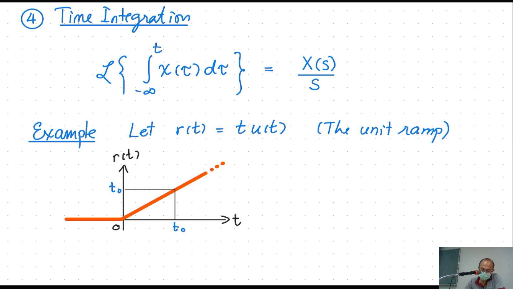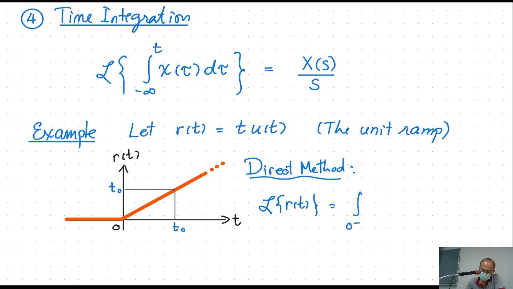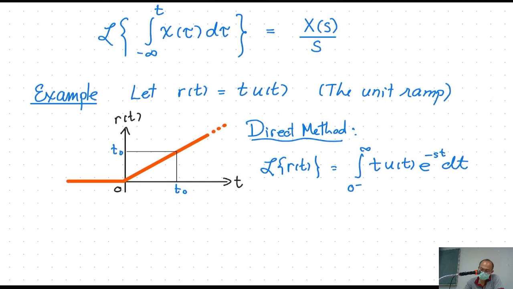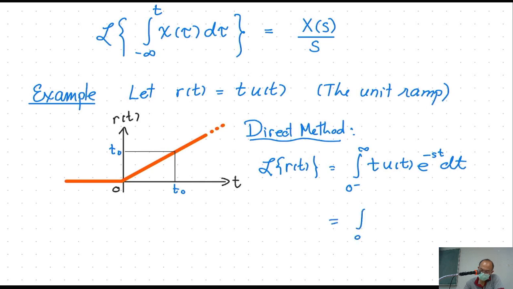Now, if you do the direct method, then the Laplace transform of r(t) would have to be the integral from 0 negative to infinity of t u(t) e to the negative st dt, right? In the direct method, this should be equal to the integral from 0 to infinity of t e to the negative st dt, right?